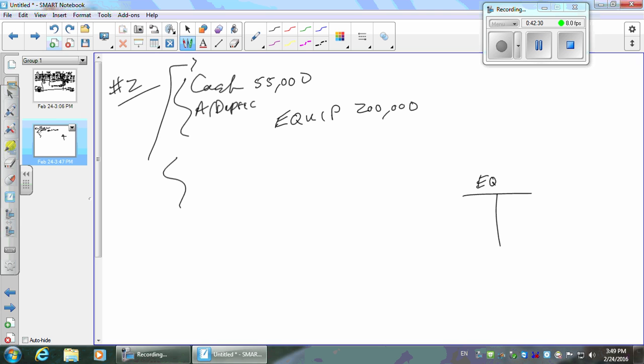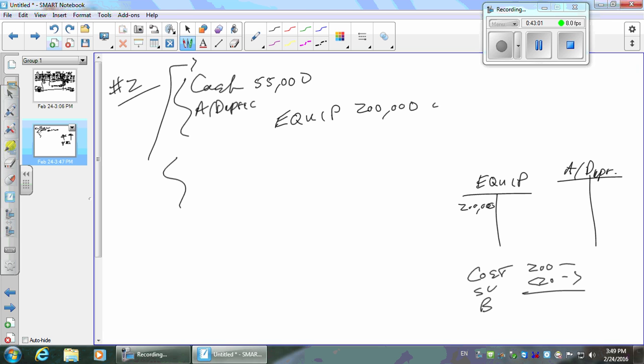Equipment has what in it? 200,000. So that's how I know I'm going to credit equipment for 200,000. What does accumulated depreciation have in it? That's the piece I need. They say a 6-year life and 20,000 salvage, and they're using straight line. Cost is 200,000. Salvage or residual value is 20,000.